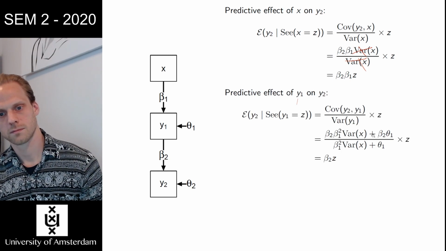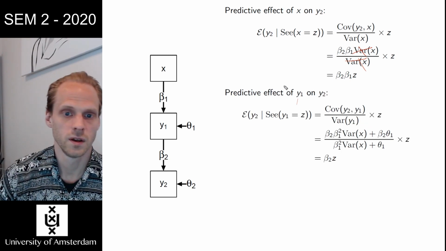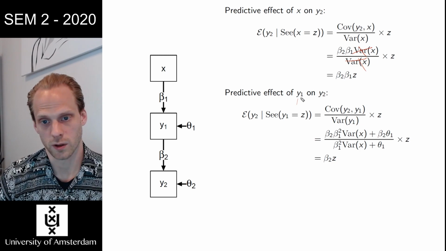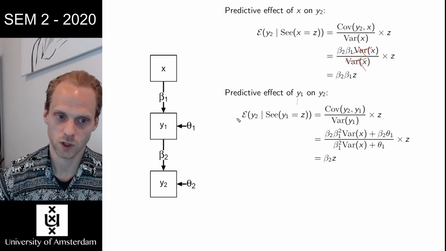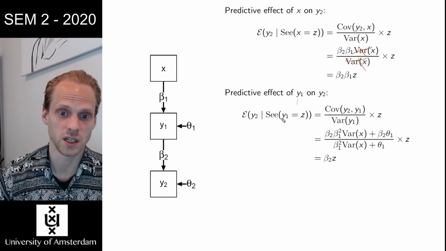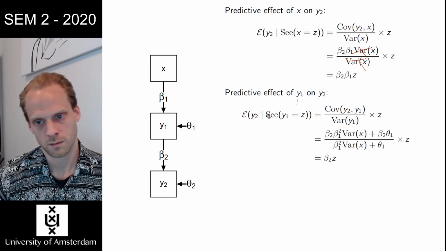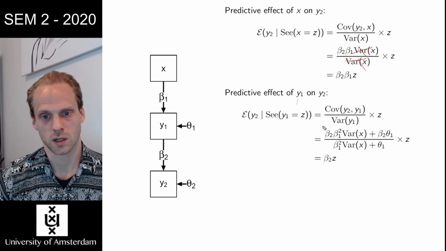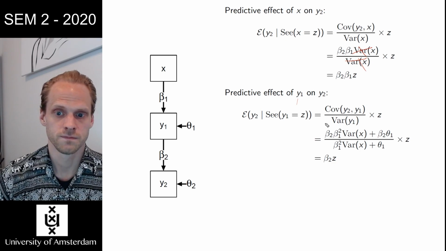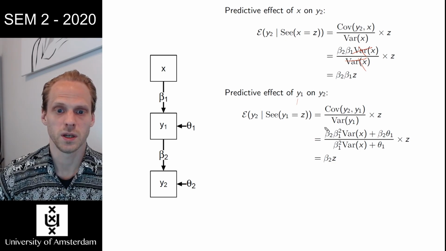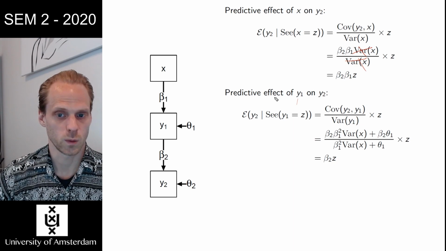All right, let's do another one. The predictive effect of Y1 on Y2. The expected value of Y2 given that we see Y1 is set. All right, so we can do the exact same thing. So what's the covariance between Y1 and Y2?